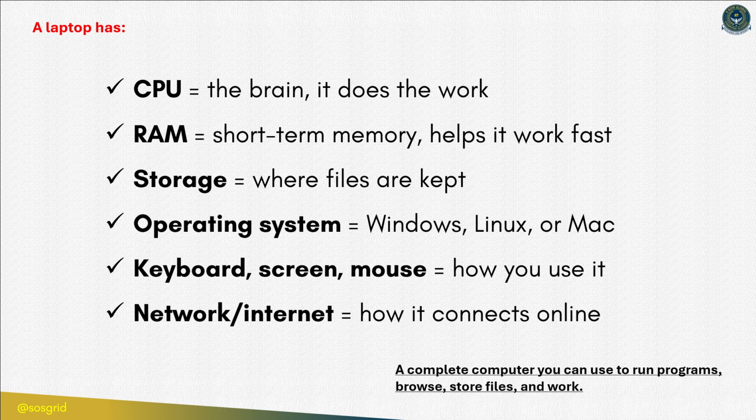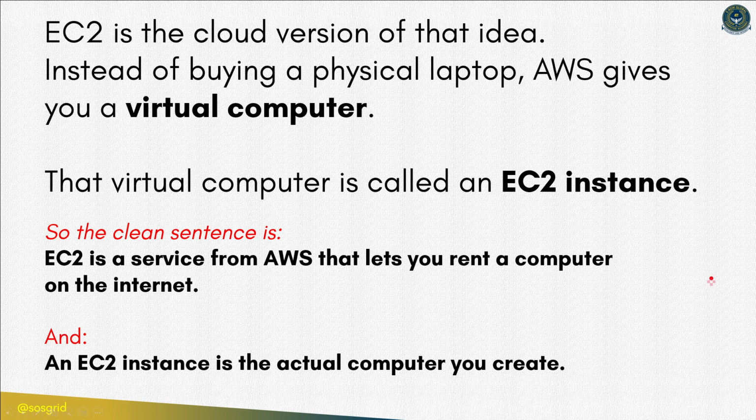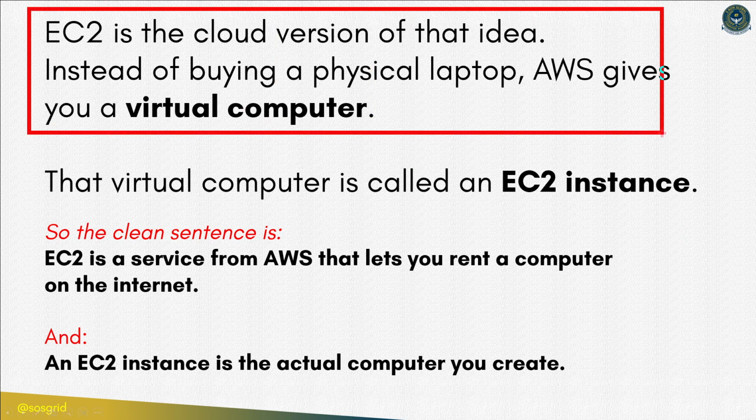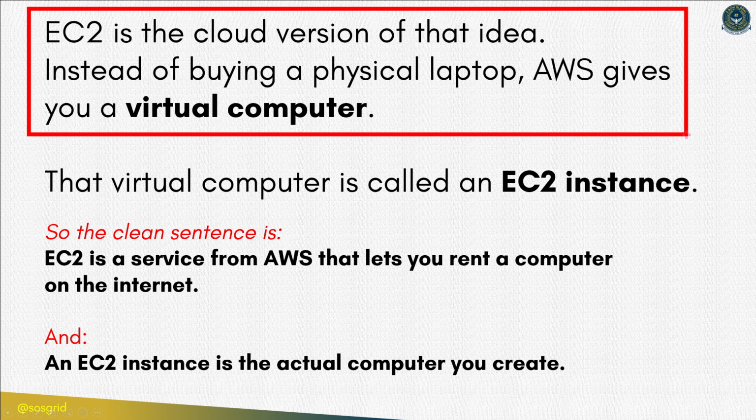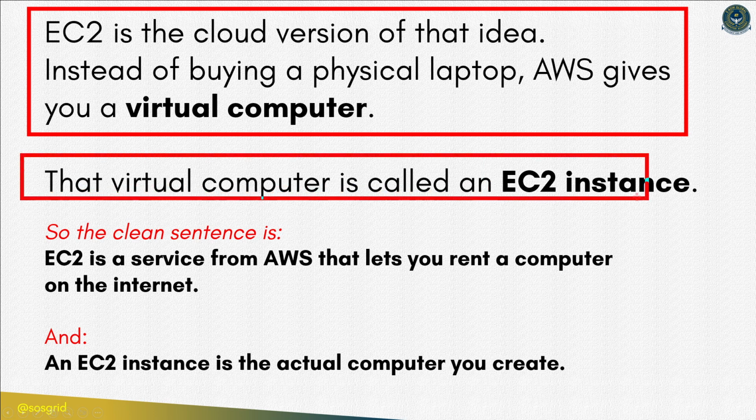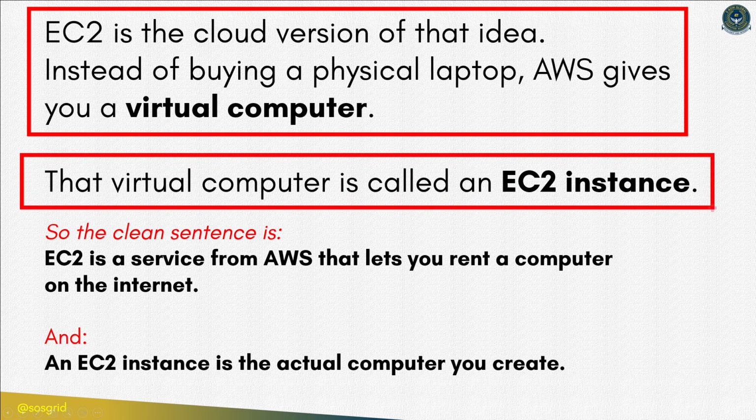Now, the reason why I'm explaining this is because EC2 is very similar to what we are about to talk about. So EC2 is just the cloud version of what I just explained, right? So instead of you buying a physical laptop, AWS gives you a computer, and we call that a virtual computer. It's called virtual because you can't see it with your eyes, right in front of you, right? So virtual. Okay, so EC2 is simply a virtual computer, and this virtual computer is usually called an EC2 instance in AWS.